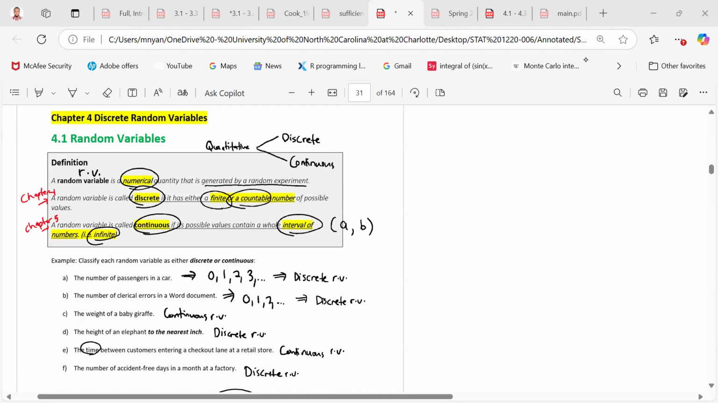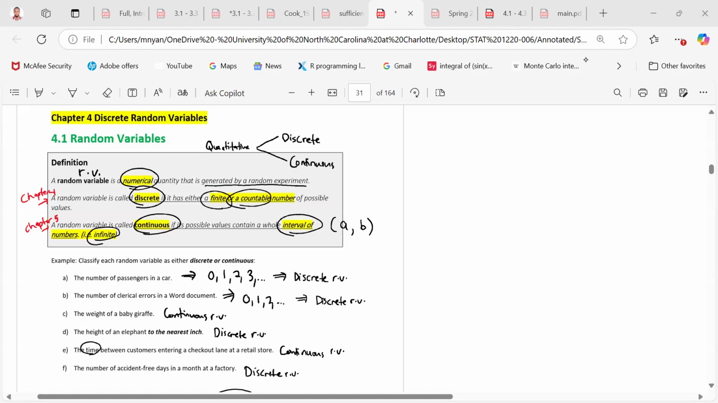A random variable actually is a function that assigns real numbers to events or elements in the sample space. So here we have it to be a numerical quantity that is generated by a random experiment. When you have a random variable, we have it in two parts. We have the discrete and the continuous.